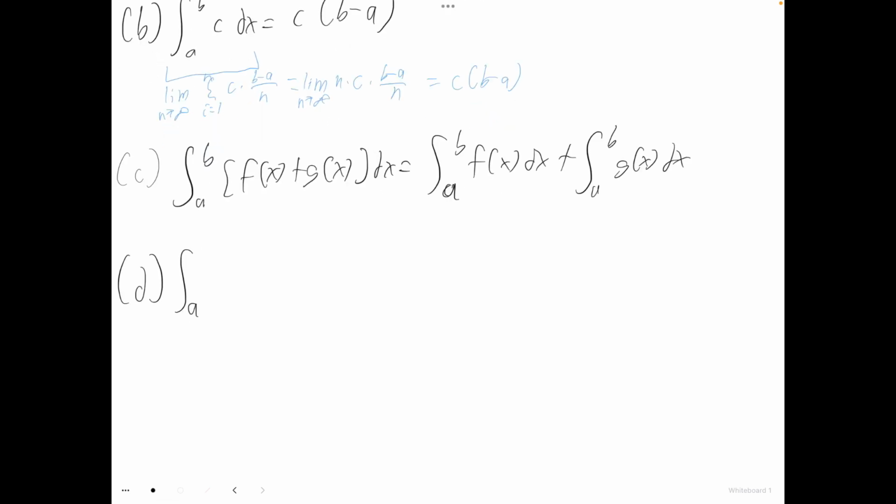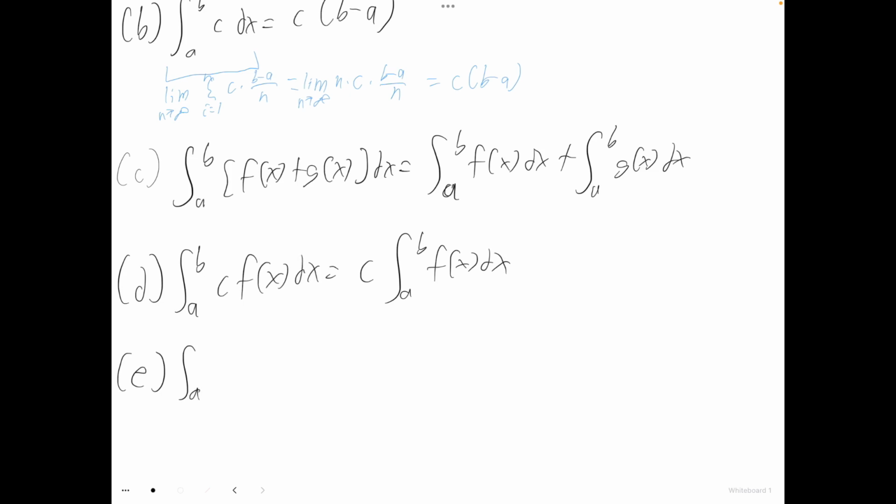Next property: the integral from a to b of c times f of x dx equals c times the integral from a to b of f of x dx. All we're doing here is using the fact we can pull constants out of summations and out of limits. So we're just pulling the constant multiplying f of x out of everything. And so that's why that result is true.